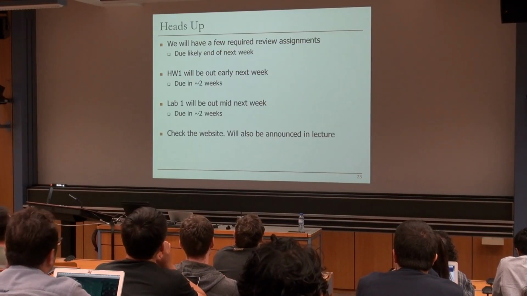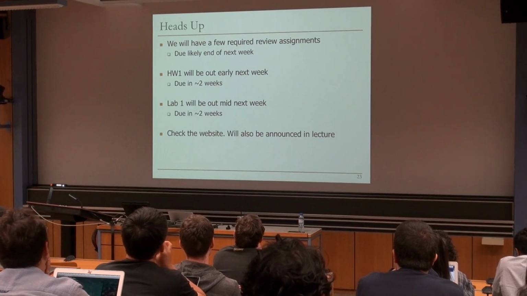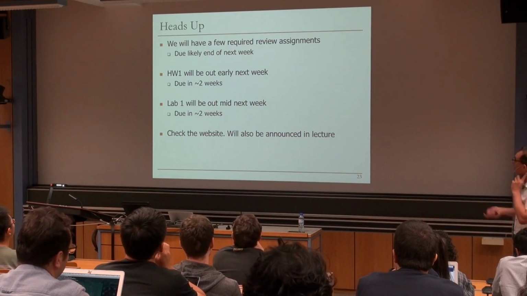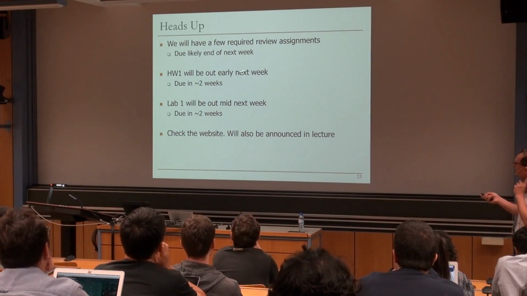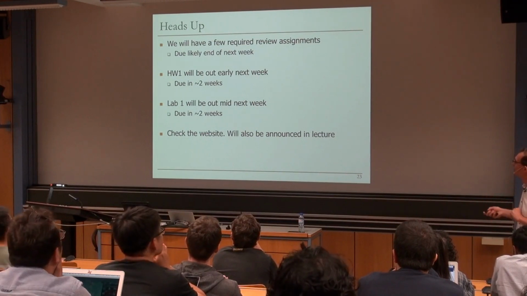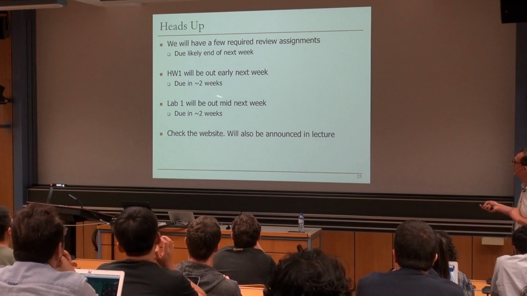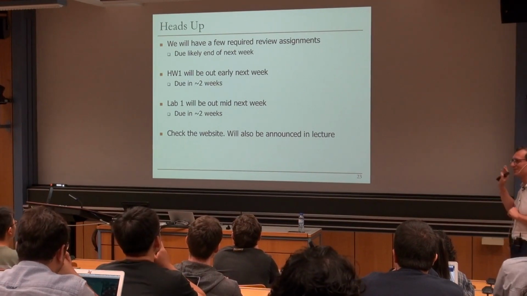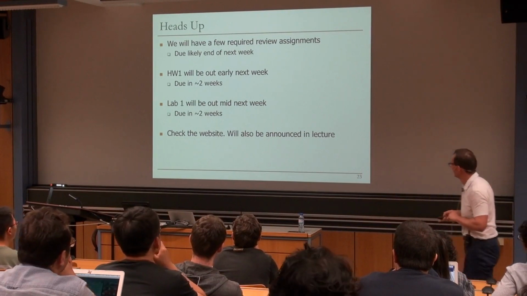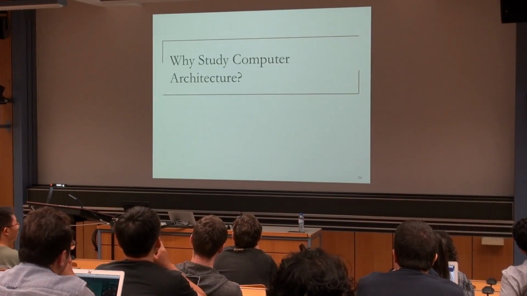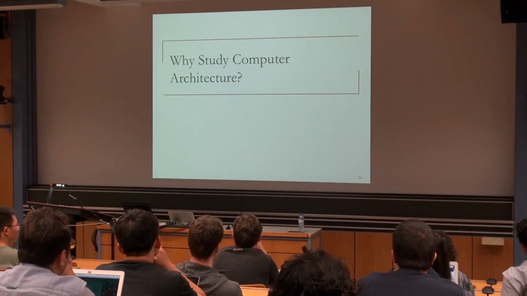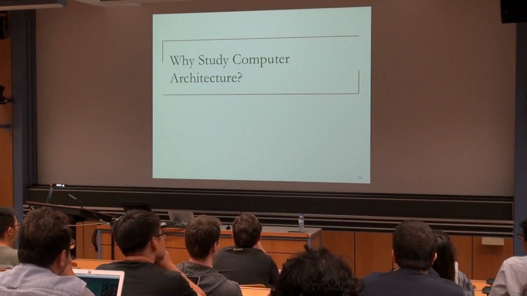Okay, some heads up. Basically, we'll have a few required review assignments. They're due likely at the end of the week. Well, at the end of next week, sorry. But we'll see. This is a bit fuzzy. Homework 1 is part of the review assignments. And lab 1 will be, oh, this is wrong actually. This is an old slide copied and pasted from last year. Lab 1 is going to be out today. Okay, any questions about course logistics? Everything sounds good? You're looking forward to everything?